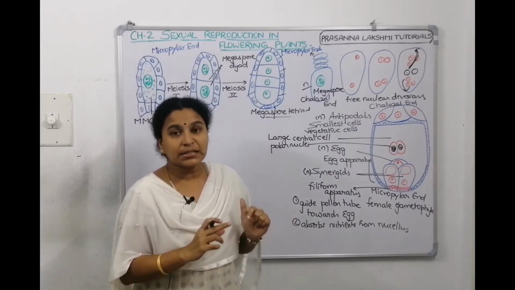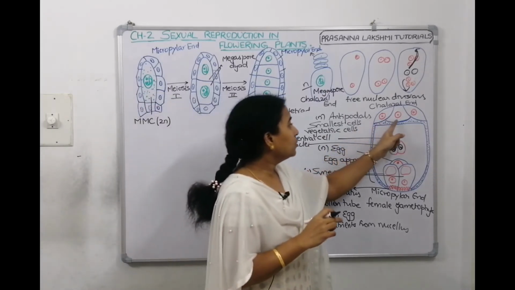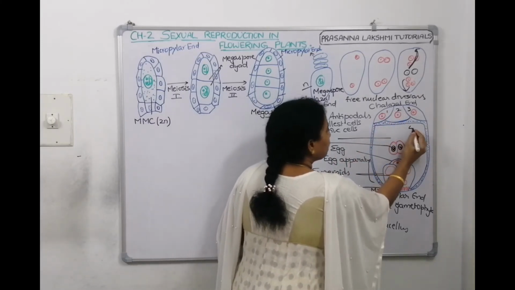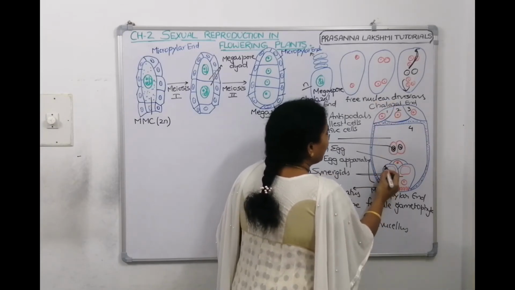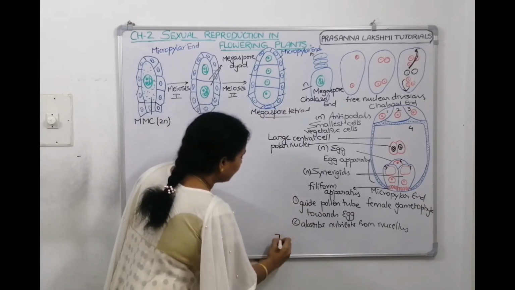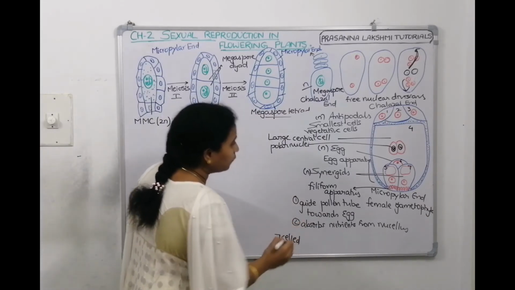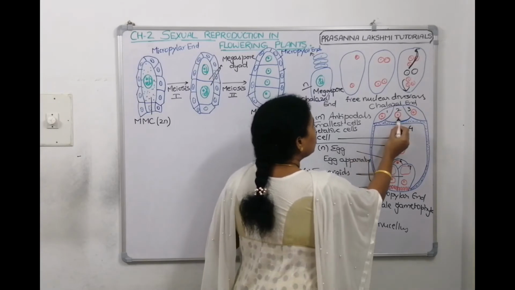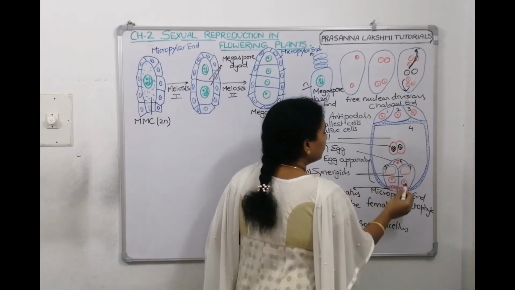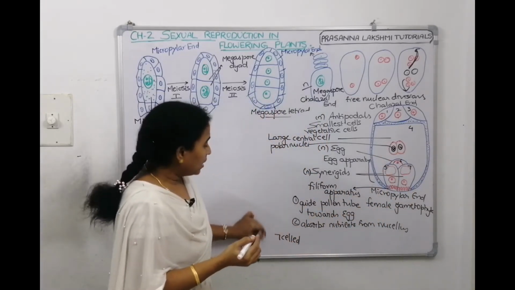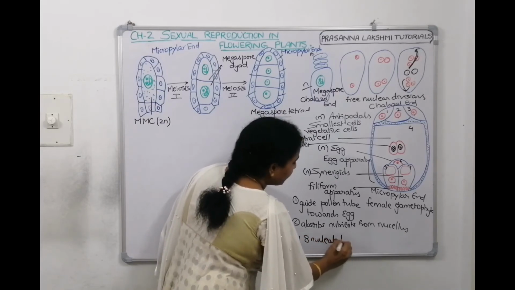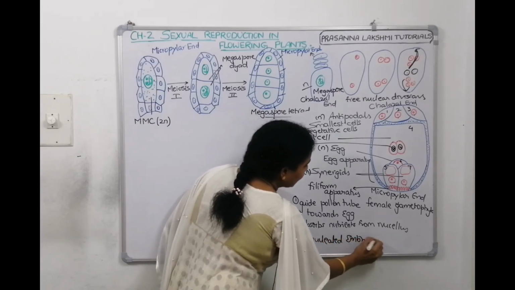Now count how many cells are there in the embryo sac. 1, 2, 3: this is the first cell, second cell, third cell. This is the fourth, the large central cell. And 5, 6, 7. So how many cells is it? 7 cells. Now count the number of nuclei: 1, 2, 3, 4, 5, 6, 7, 8. So it is a 7-celled, 8-nucleate embryo sac.